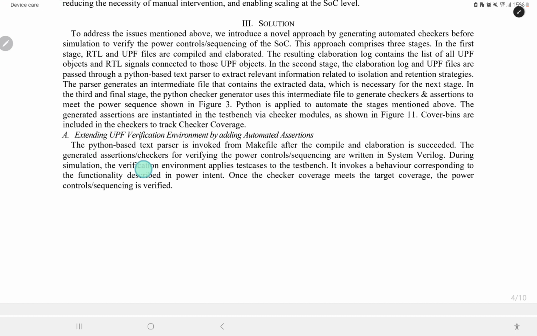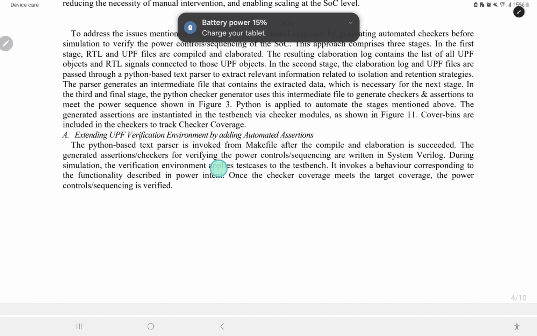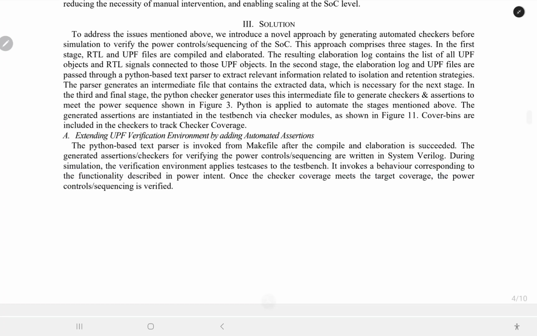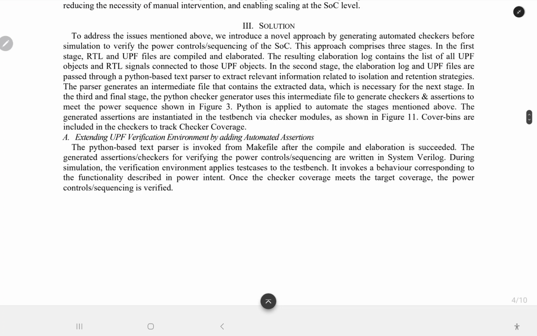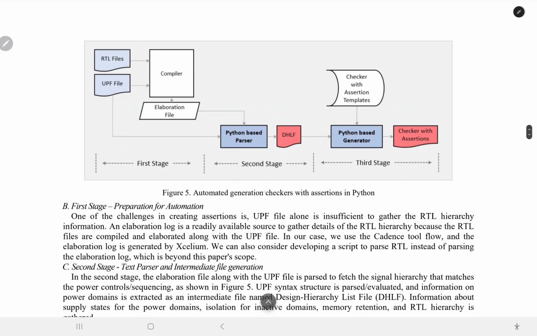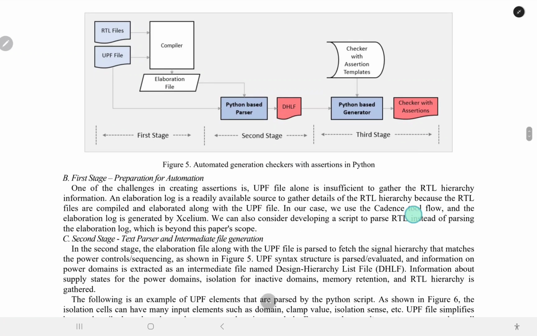During the simulation, the verification environment applies the test cases to the test benches. It invokes behavior corresponding to the functionality described in the power intent. Once the checker coverage meets the target coverage, the power control and sequencing is verified. Figure 5. Automated generation of checkers with assertions in Python.